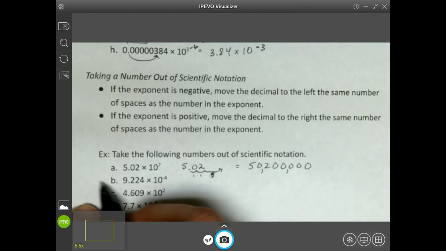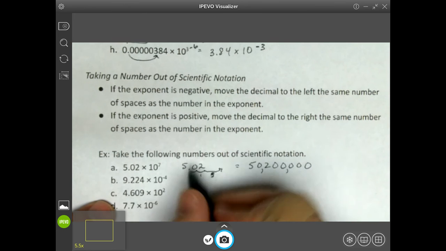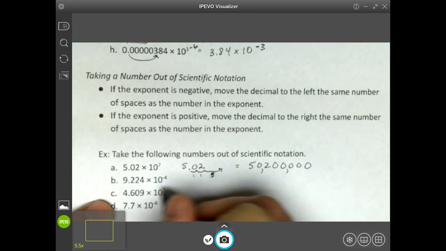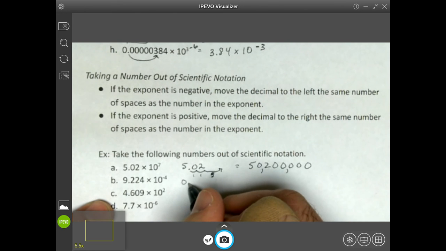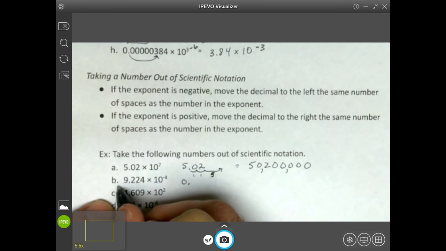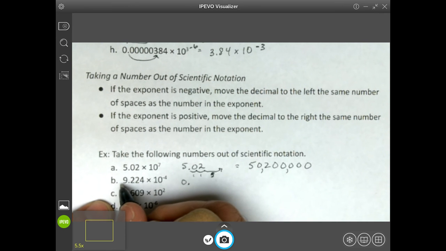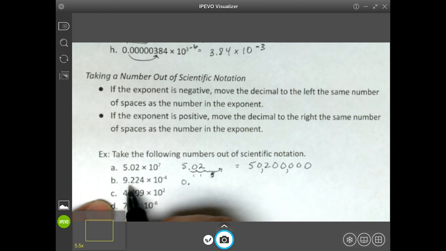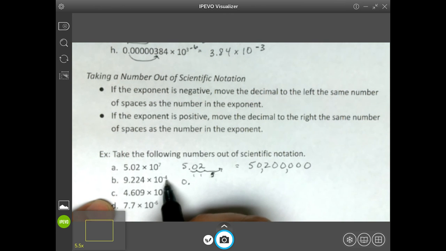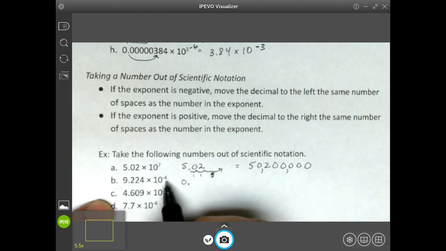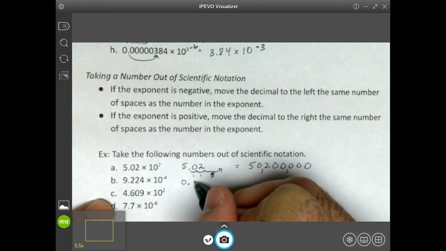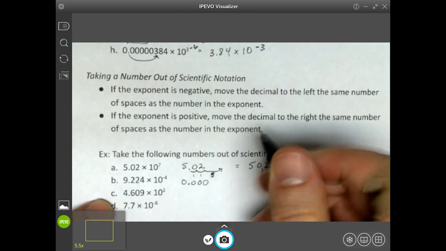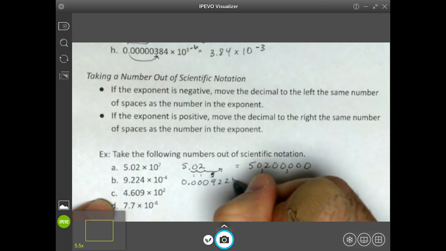So -4, we're going to move it left 4 times. So 0. Now the easiest way for these is because you're going to move it 1 to get past the first number, and then now we're down to 3, so we got to move it 3 more times to the left, so it's 3 zeros. So when it's negative and you're taking it out, the easiest way is to put decimal point and then 1 fewer 0 than the exponent. So it's -4, so we're going to put 3 zeros and then whatever numbers were there. 9224.